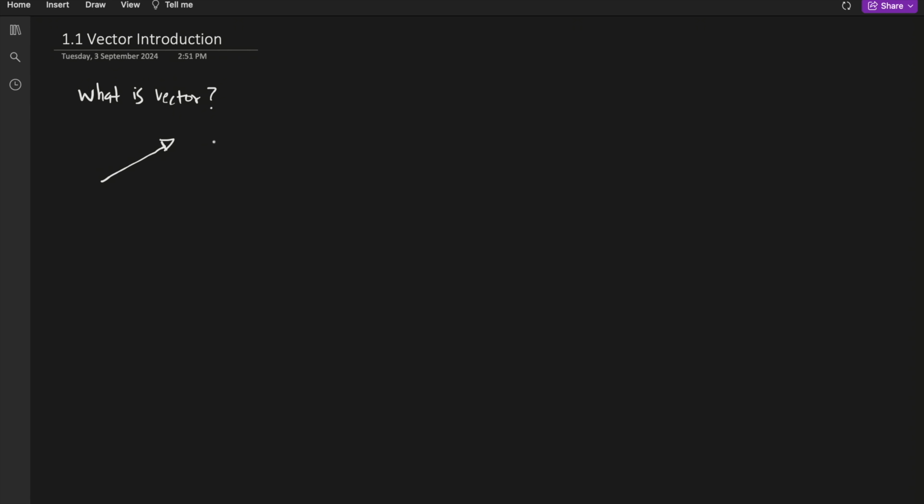One is magnitude, which is the length of the vector. So the length of the vector represents the magnitude, the amount, and the other thing is direction. It points toward a direction, right? A vector can represent a force. For example, this vector may be a force vector. The length of this vector represents the magnitude of that force, and the direction of the arrow represents in which direction that force is applied.